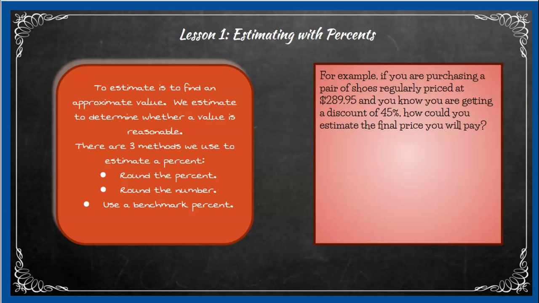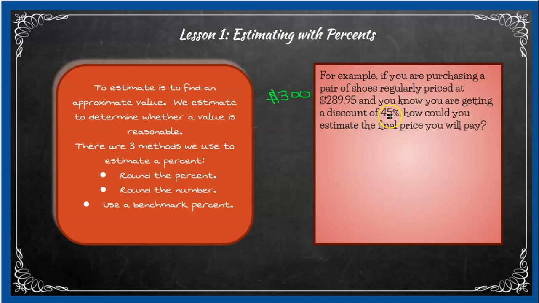So, for example, if you're purchasing a pair of shoes that are regularly priced at $289.95, the first thing I see is that the shoes are priced at $289.95. So that's kind of close to $300. That's what I would do in my head if I were out shopping and I wanted to know about what it would cost me. I would say, okay, they're close to $300, and I'm going to overestimate a little bit because I want to know if I have enough money.